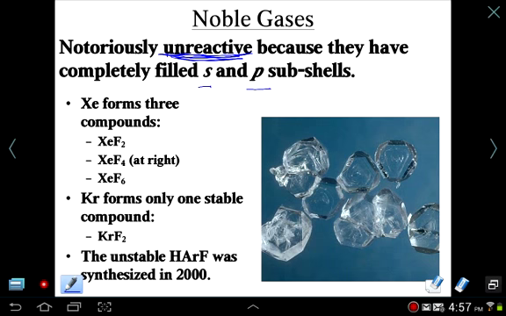Humans have been able to make them react, most notably forming fluoride compounds. You'll notice that most of the compounds that are formed are from fluorine, and that's because fluorine is one of the most reactive elements. Notice even krypton difluoride was able to be synthesized with fluorine, and pretty recently, a compound has been made involving argon.